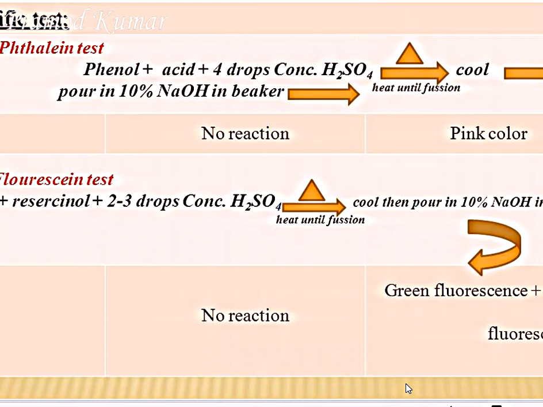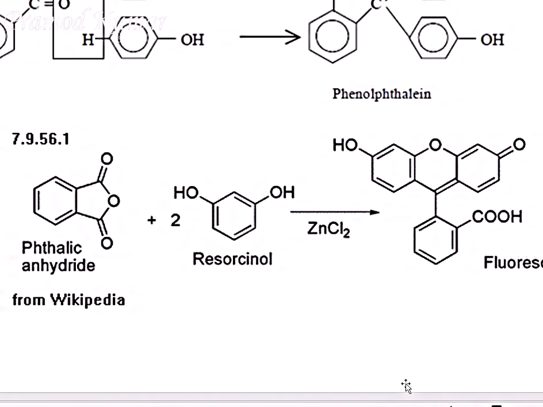This is the similar test which has been told. This is the representation. What happens, pink color in case of phenol. Resorcinol. What happens when phenol is treated with different acids. Now this is the reaction, how it occurs. This is how you represent the formation of phenolphthalein. This is how you represent formation of resorcinol phthalein, phenolphthalein indicator, which you use in your acid-base titration.